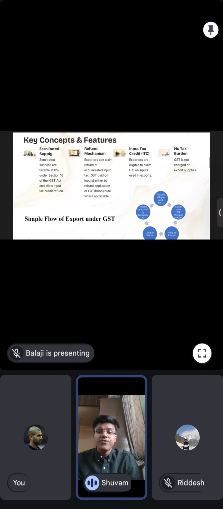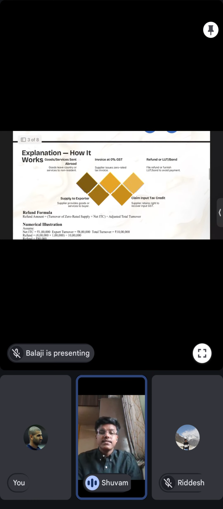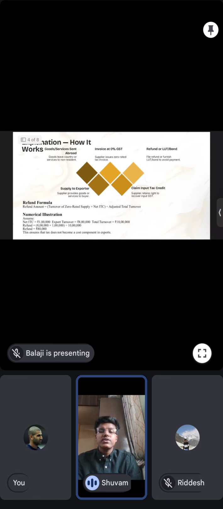This process ensures tax neutrality for exports. Let us see an example of numerical illustration. The refund amount is calculated as: refund is equal to turnover of zero rated supply into net ITC divided by adjusted total turnover. Now let us take an example.